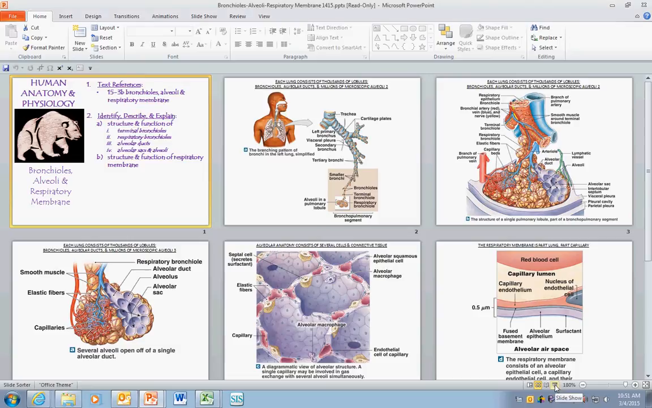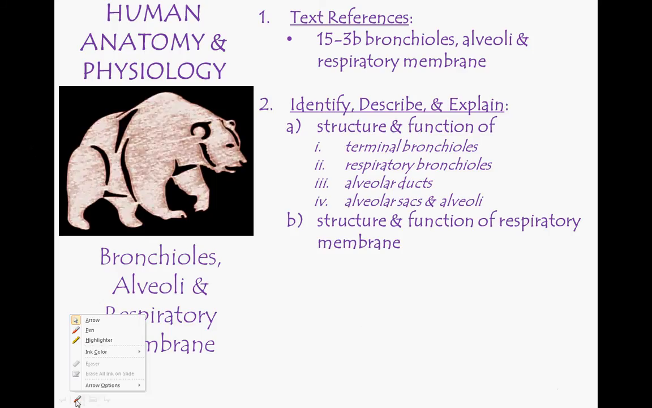And welcome to another screencast where this time we'll be discussing the bronchioles and the alveoli as well as the respiratory membrane. So by the end of this, we should be able to identify, describe, and explain the structure and function of a terminal bronchiole versus a respiratory bronchiole, and then a little bit about the alveolar ducts and the alveolar sacs and the alveoli, and then also the structure and the function of the respiratory membrane where the gases are going to be exchanged.